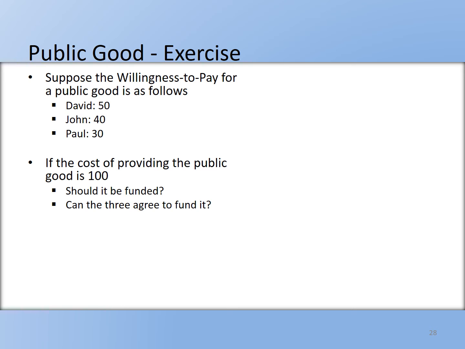It should be clear to you that the road is too expensive for any one of them to build on their own. In fact, it's too expensive for any two of them to build on their own. So the three of them have to cooperate if they want to build. So the first question is, should it be funded? If you look at it, the total benefit is 50 plus 40 plus 30, and that's 120, which is bigger than the cost. So yes, it should be built. But can the three agree to fund it?